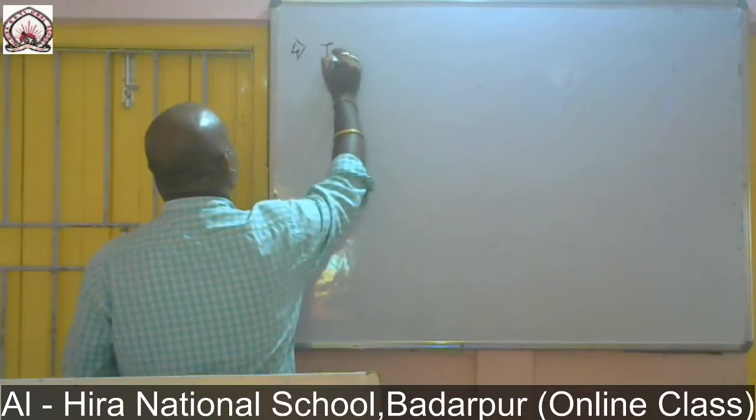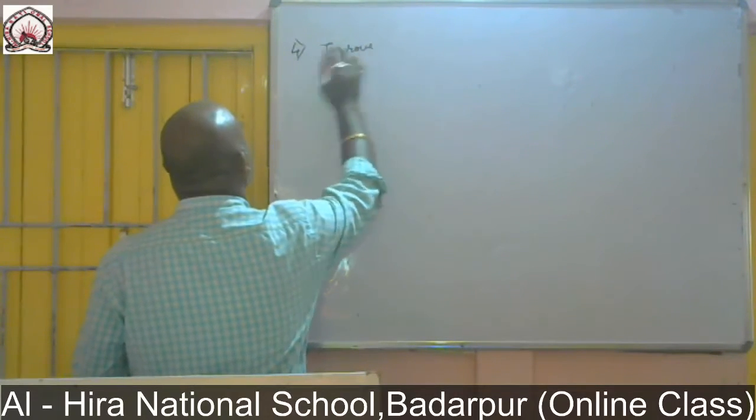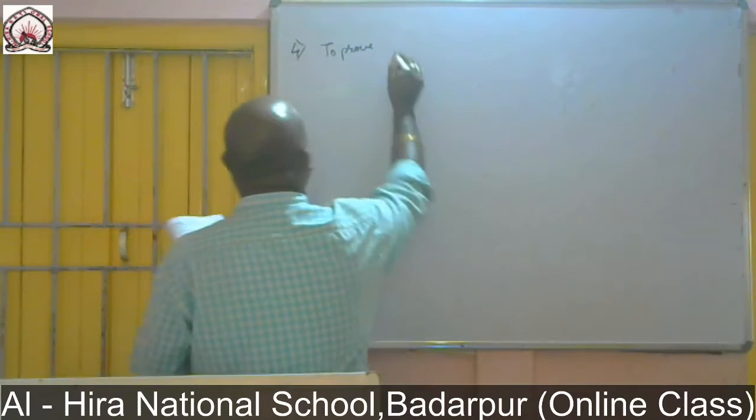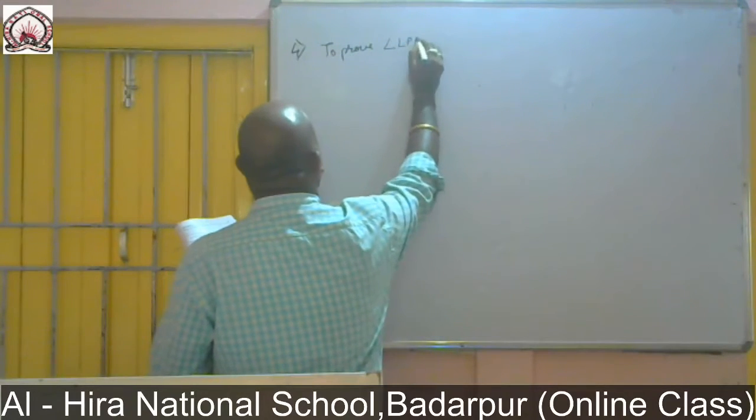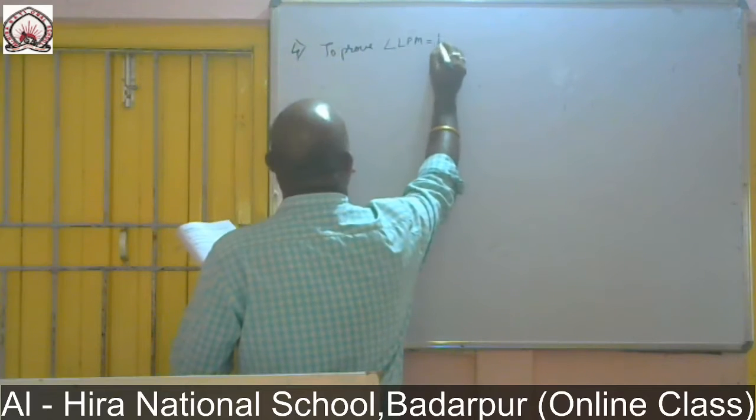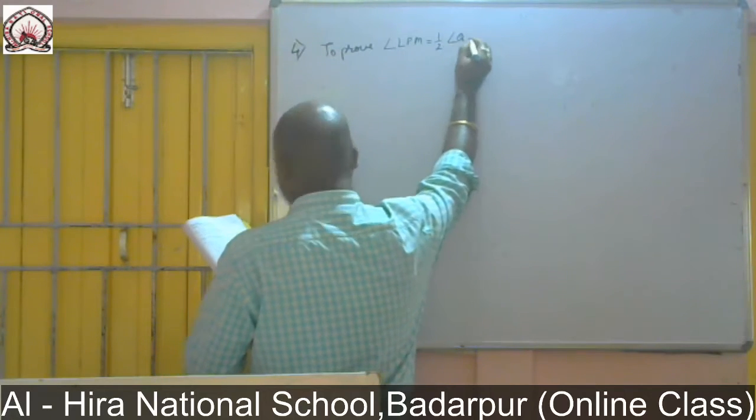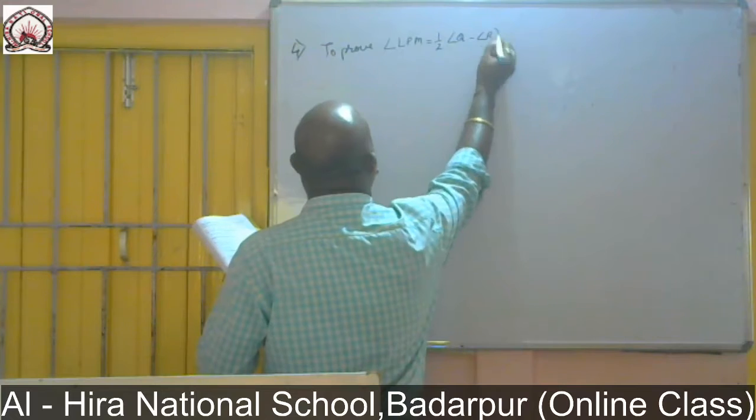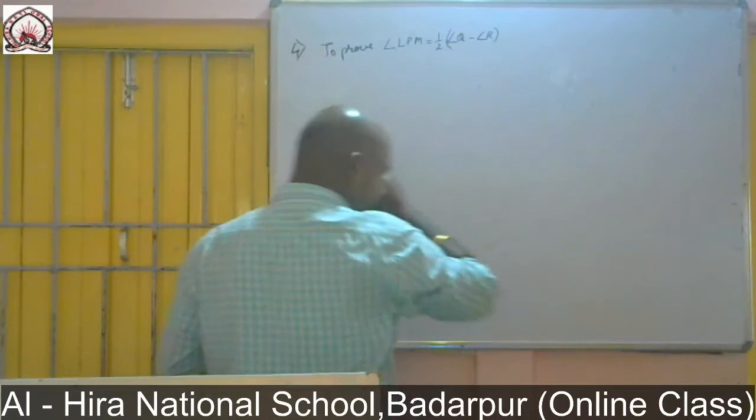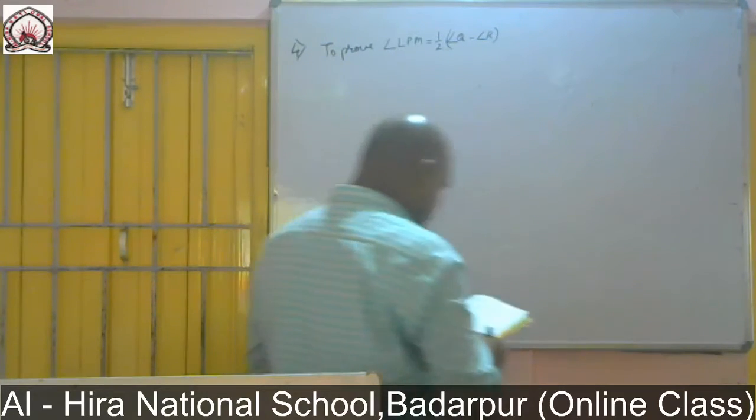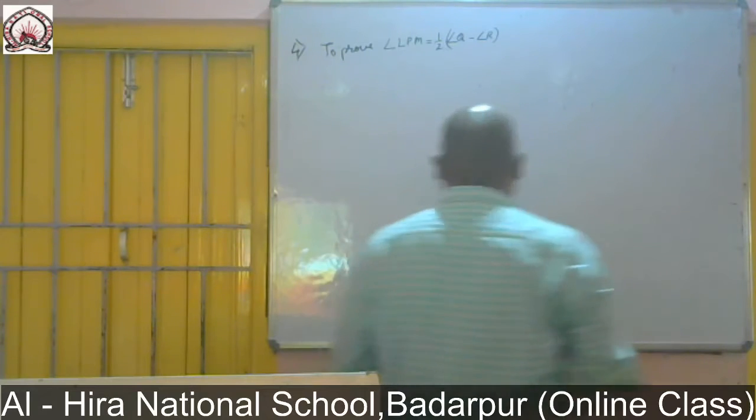What you have to prove? To prove angle LPM equal to half of the angle Q minus R. Okay, half of angle Q minus angle R. Okay. Now let us draw the diagram.